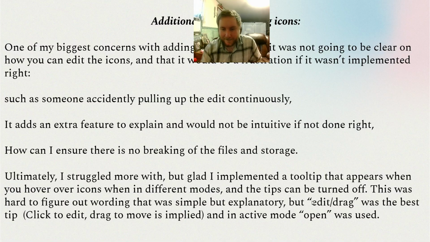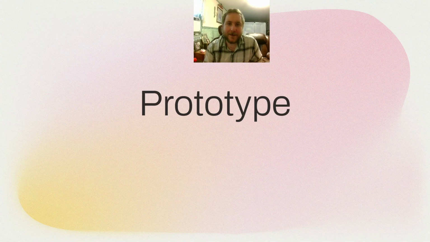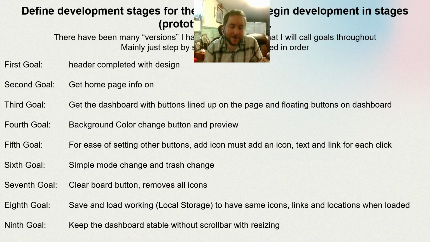But the harder part was actually adding a tooltip, which when you hover over something, there's a little bar that appears next to your mouse telling you what you can do with the icon. So now it has edit / drag when you're in active mode, and open when you're in active mode, and edit / drag when you're in edit mode. So it tells you what you can do with the icons, and these tips can be turned off because I like being able to turn off features that you don't like or don't need.